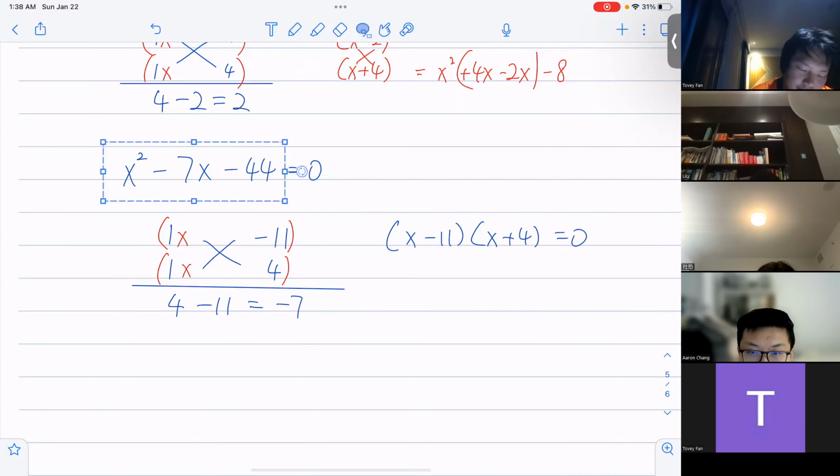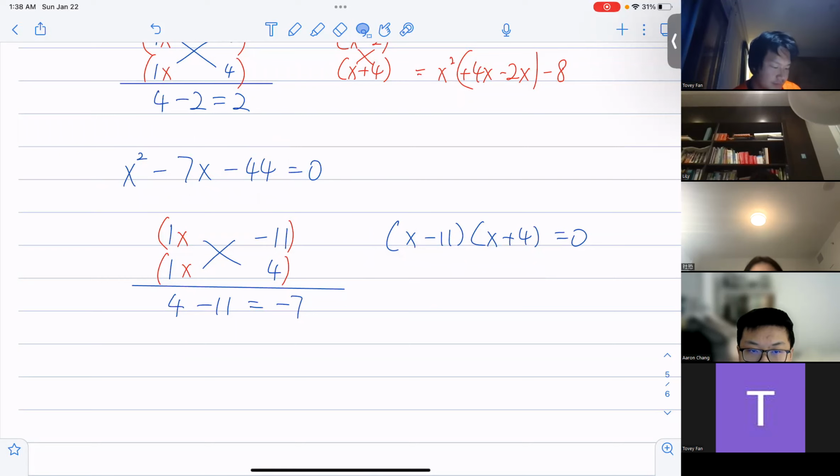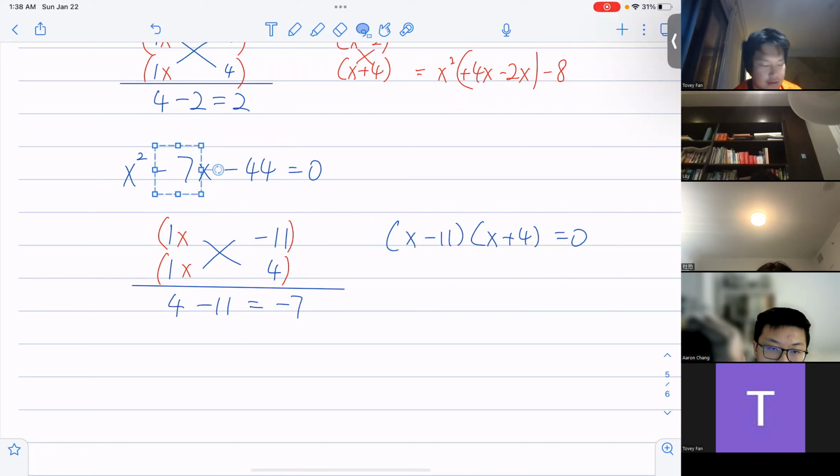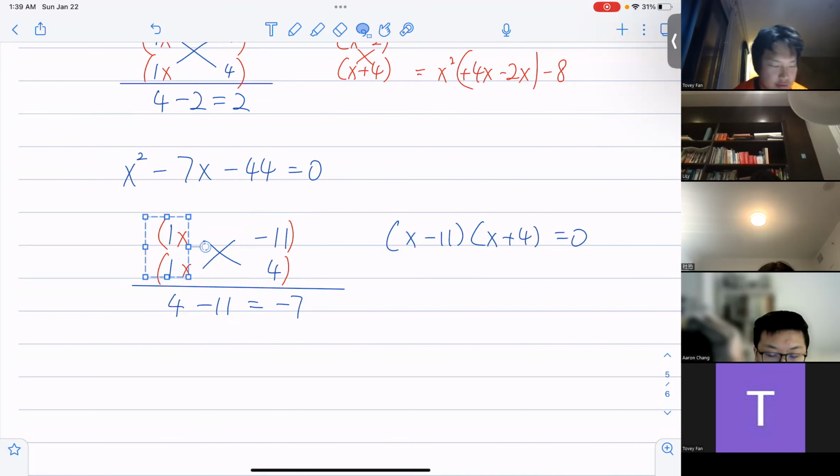So basically, two numbers multiplying to negative 44 and two numbers adding up to negative 7. When you cross multiply, this number times this number, plus this times this, that's negative 7. In this case, since the two leading numbers are just 1, you could say that the sum of these is just the middle term. The sum is the middle term, the product is the last term. But that's simply because the first coefficient is 1, okay? If it's not 1, then that's not true.